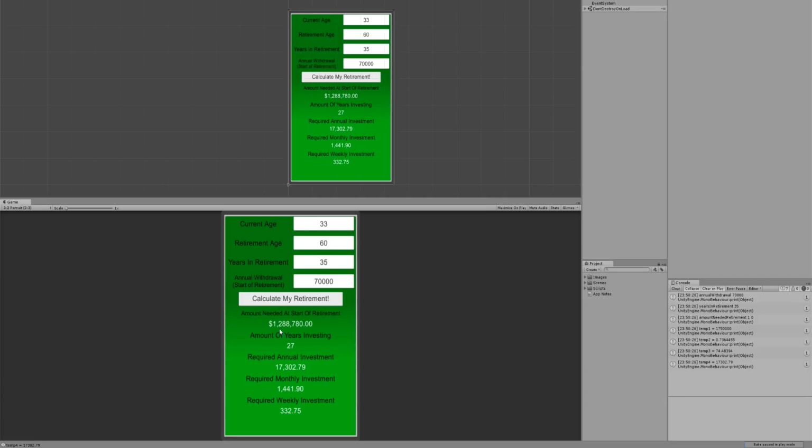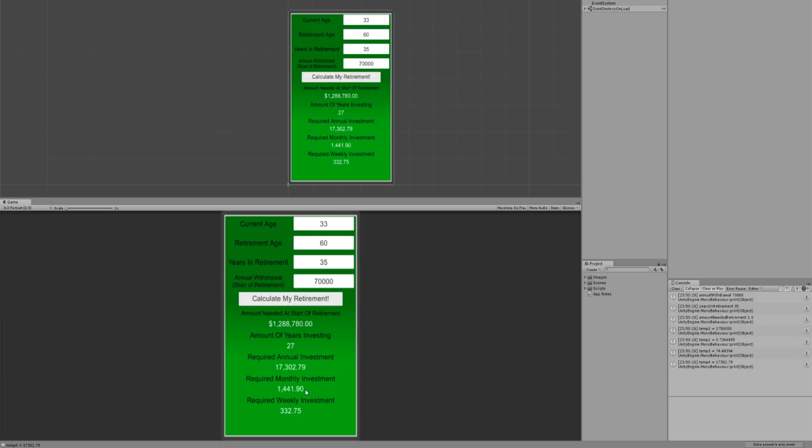I would have $1,288,780. That would take me 27 years of investing. It would take me an annual investment of $17,302.79. That is a huge number right there, right? Just right off the bat, you're like, dang, $17,000.